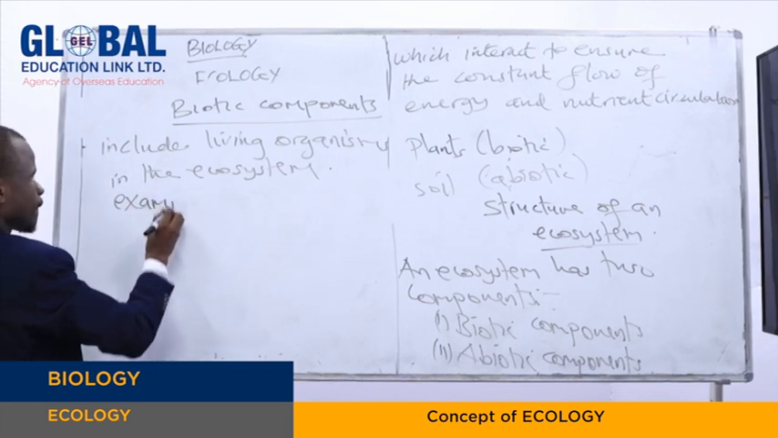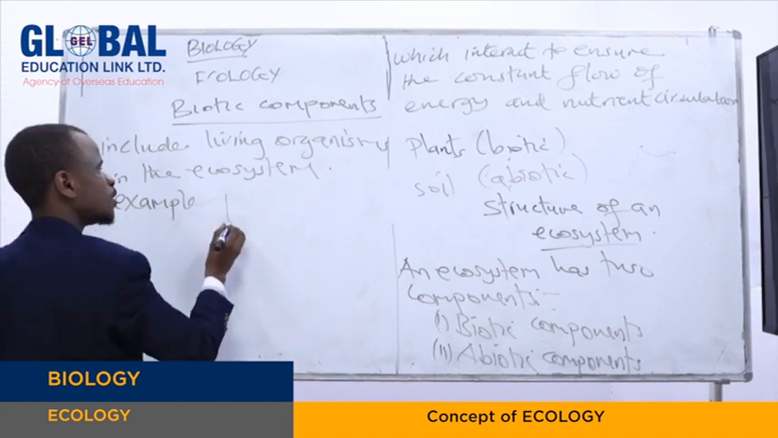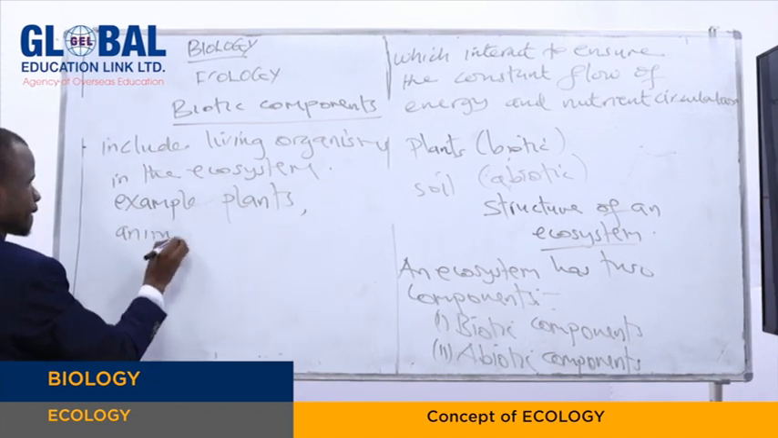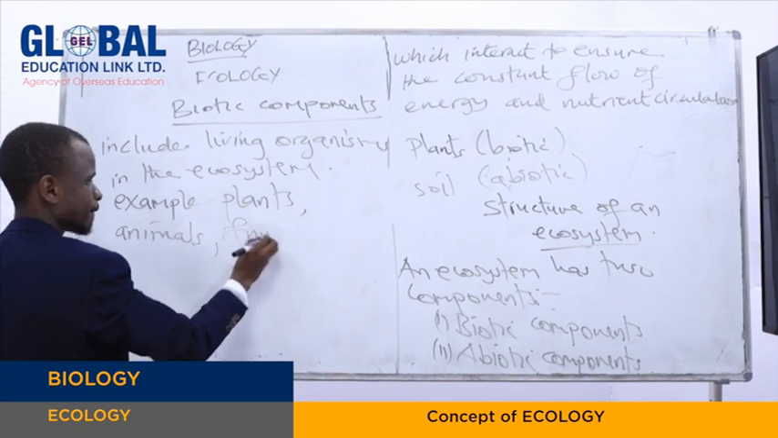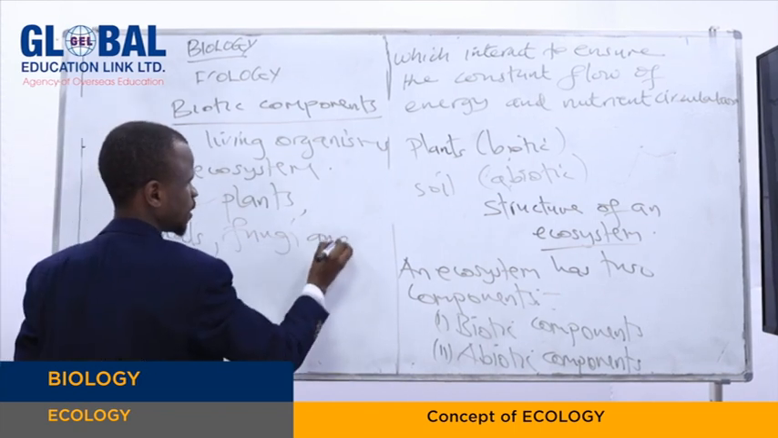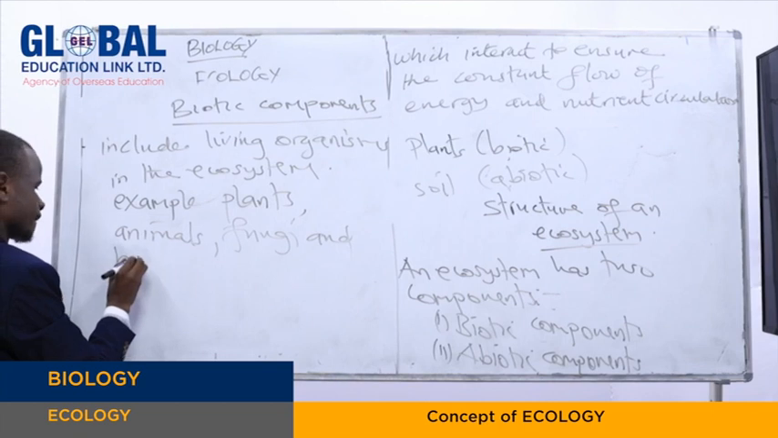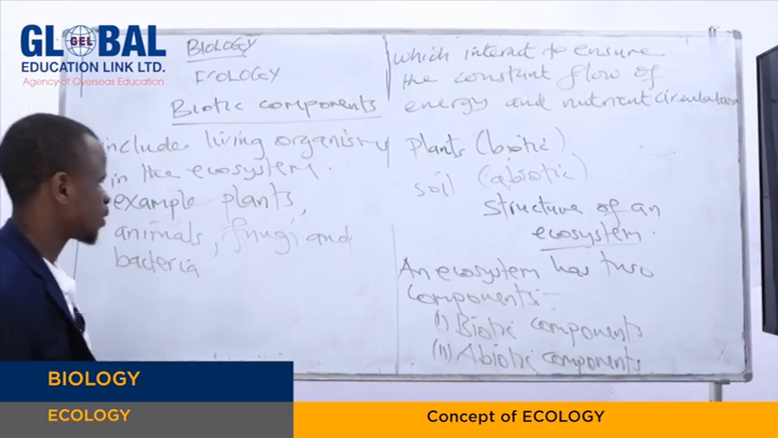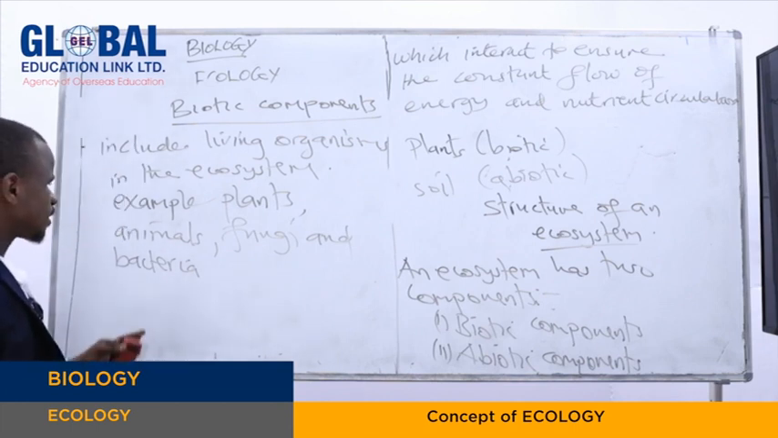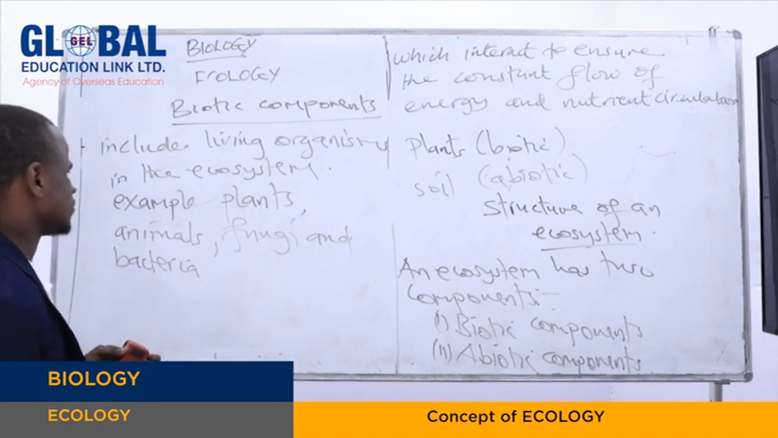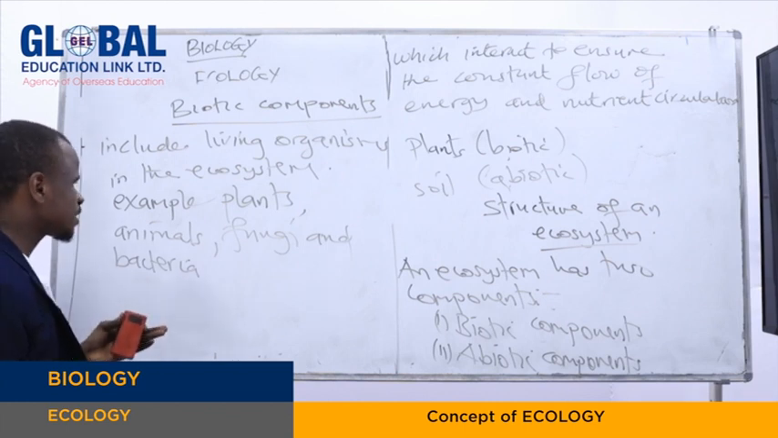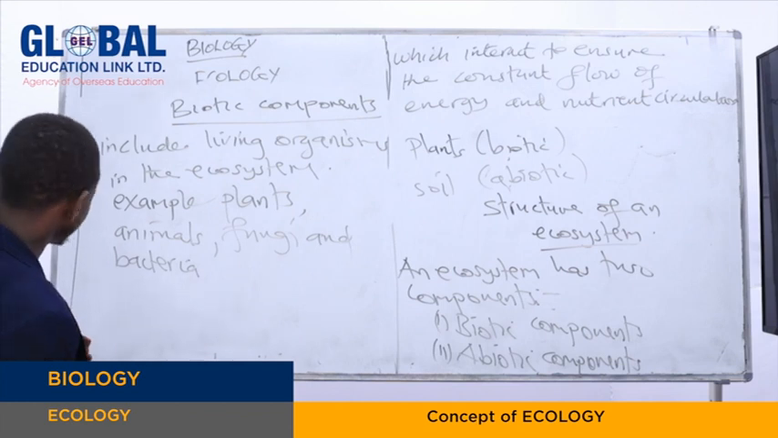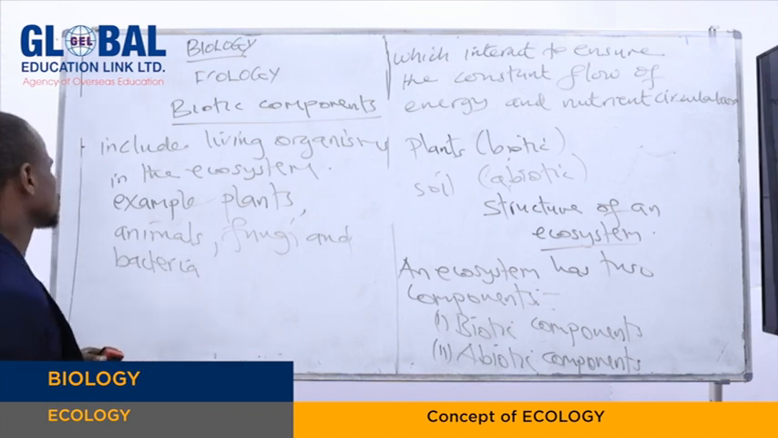Examples of biotic components are plants, animals, fungi, and bacteria. These are biotic components of an ecosystem. Plants and animals interact. Fungi and plants interact. Fungi and animals also interact.